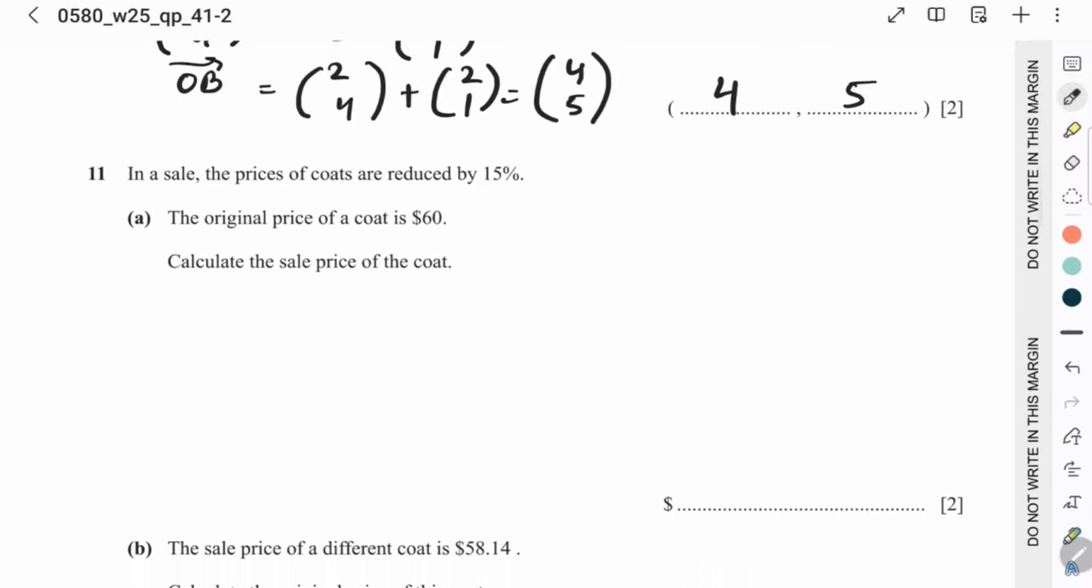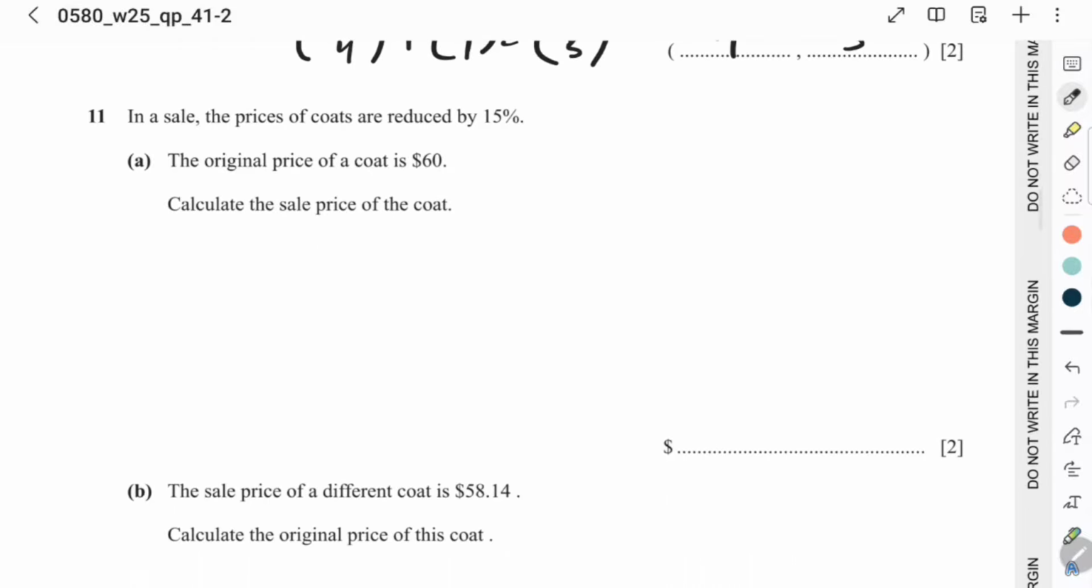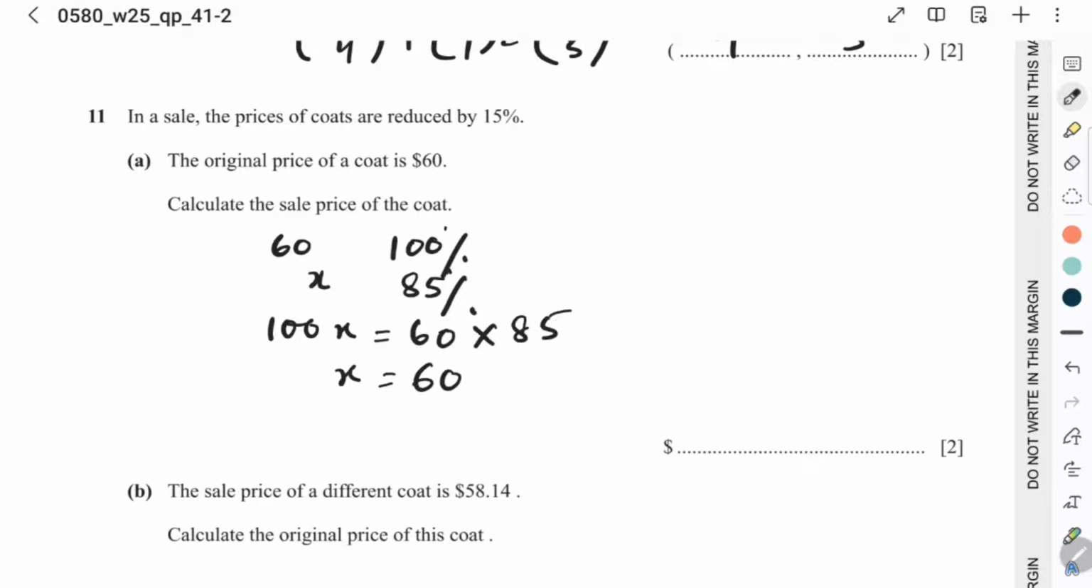Go to the 11th question. In a sale, the prices of the coats are reduced by 15%. It means that it's now 85%. The original price of the coat is $60. So 60 is 100%. Find the sale price. Just take the sale price as x and it is 85%. Cross multiply. 100x is equal to, by the ratio method, 60 times 85 and then divide by 100 to get your answer, and it will be 51. So $51 is the sale price.